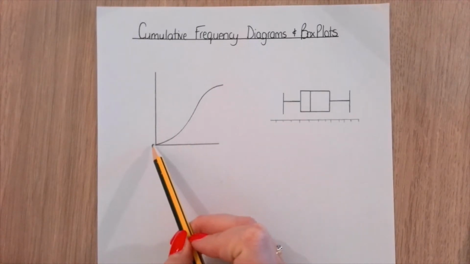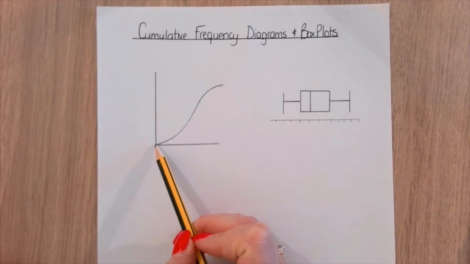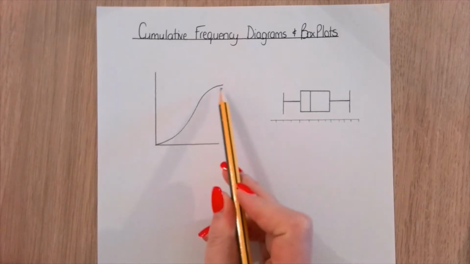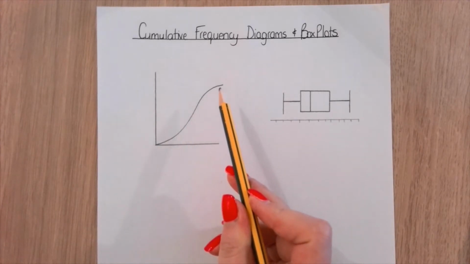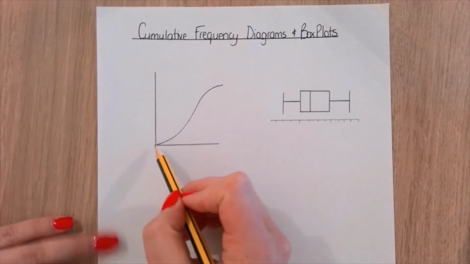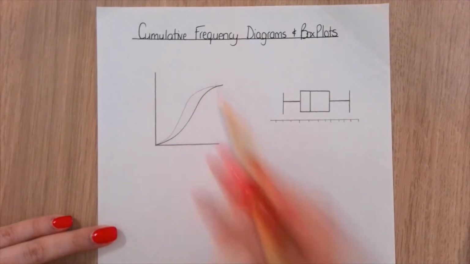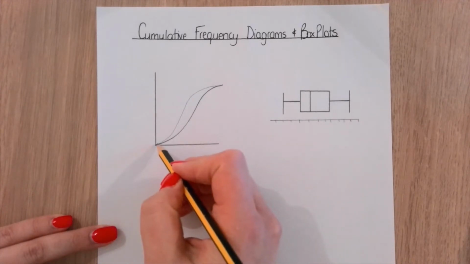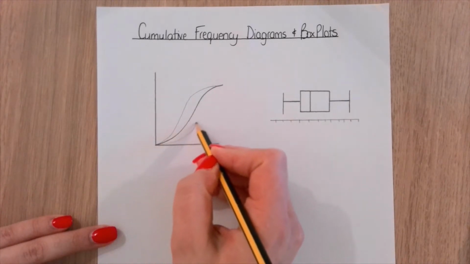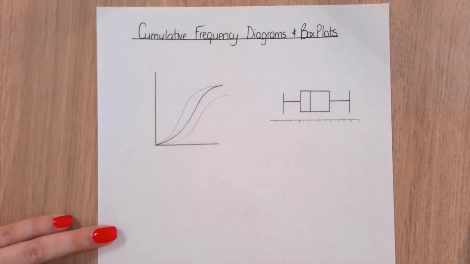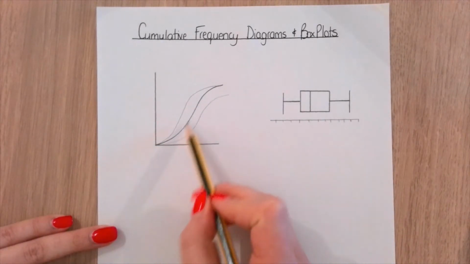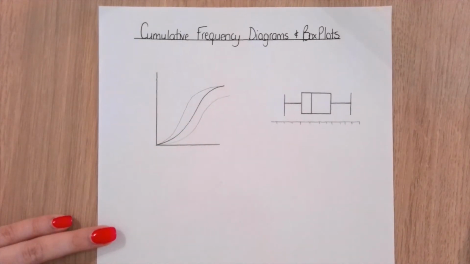Now, generally, all cumulative frequency diagrams will take this sort of S shape. They could be slightly steeper, like this, and then flatten out like that, or you could have it where it is slightly shallower, but they will still generally make this S sort of shape.